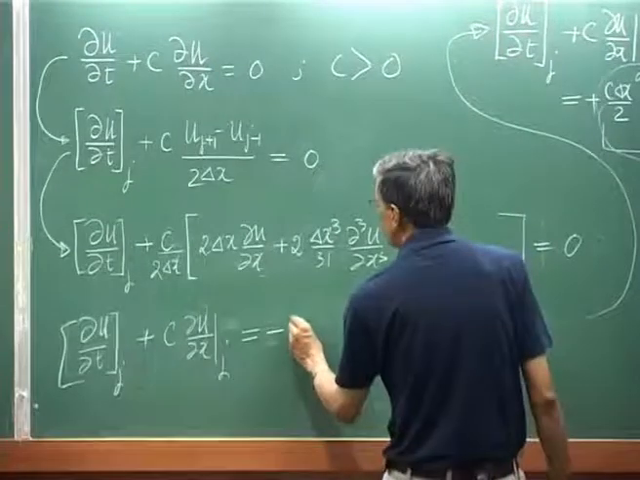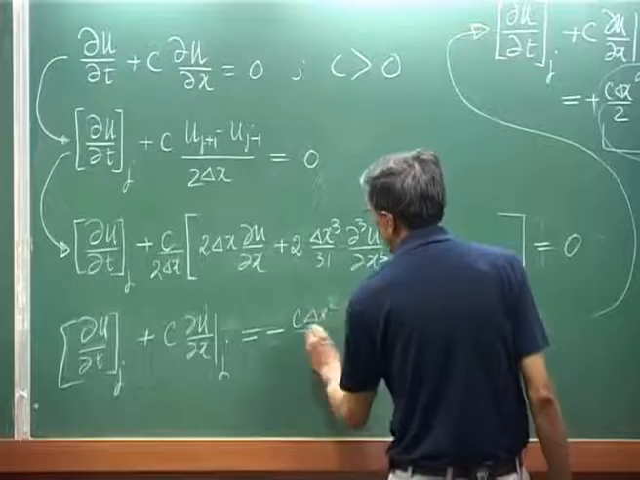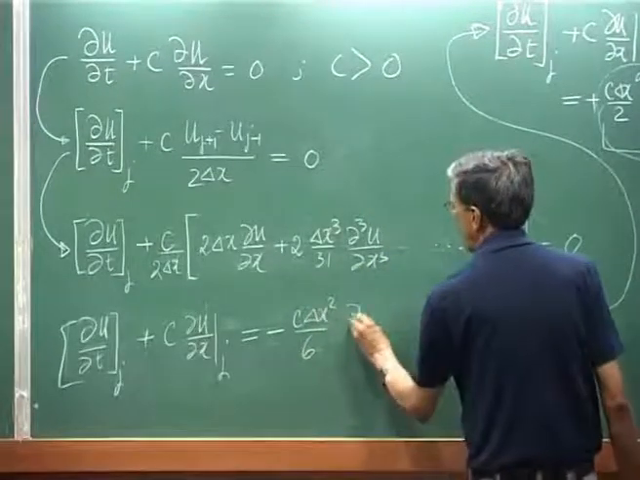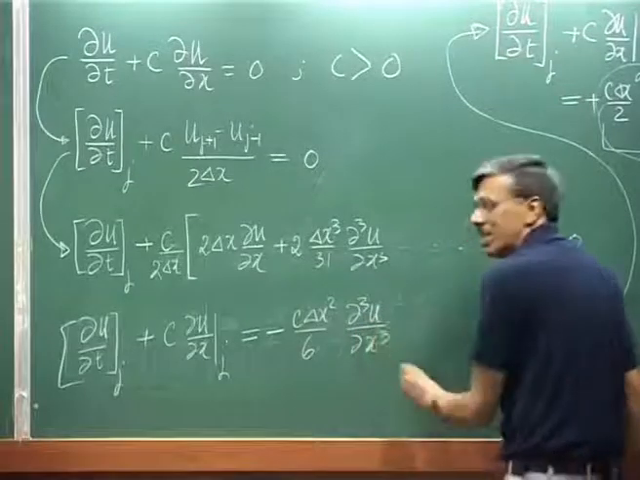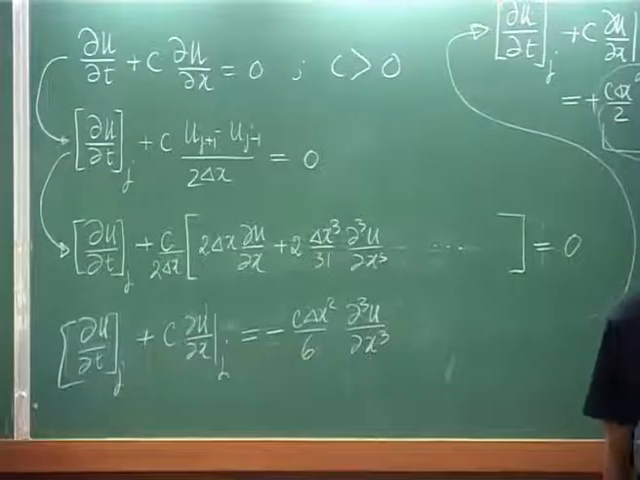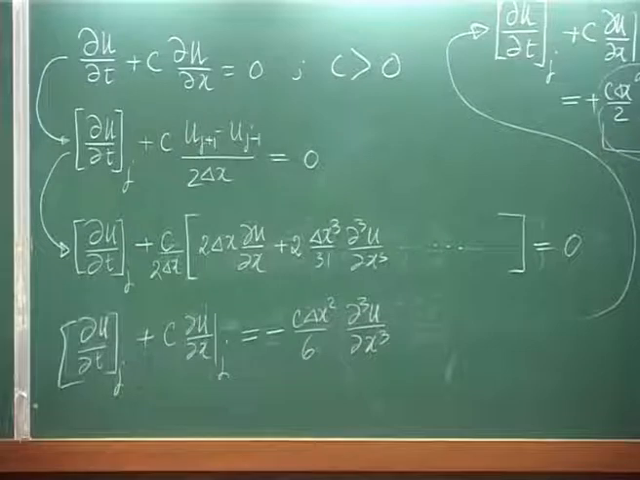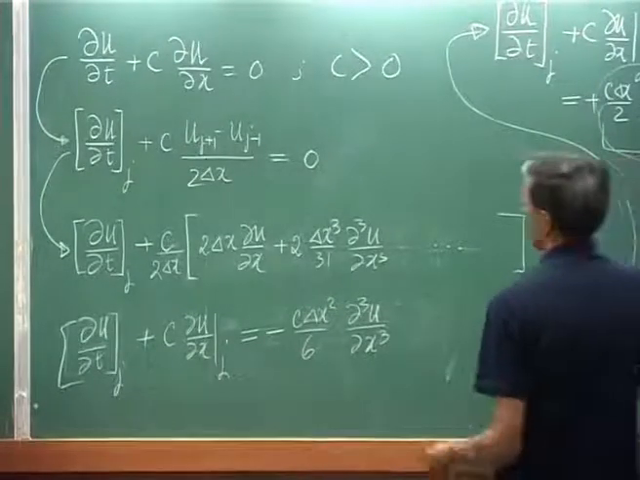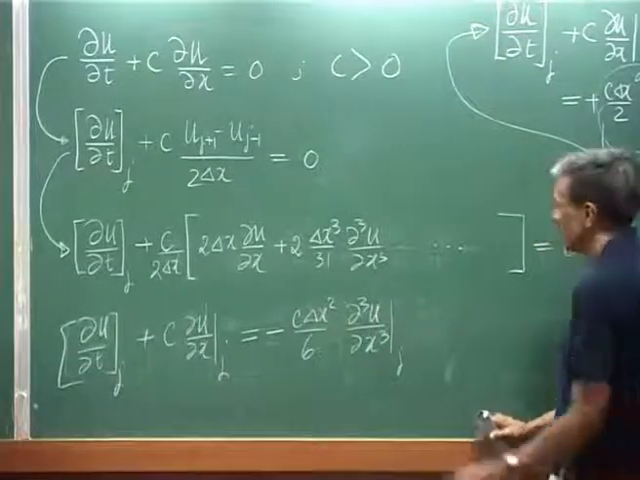So, what I am going to get is c delta x square by 6, and this is my leading omitted term. So, that truncation error is not proportional to the second derivative, but now it is proportional to the third derivative, right. And this is what I noted in the last class, that this brings in dispersion.